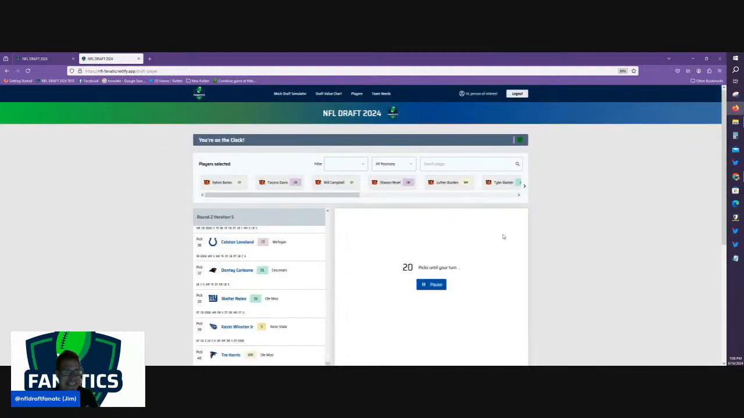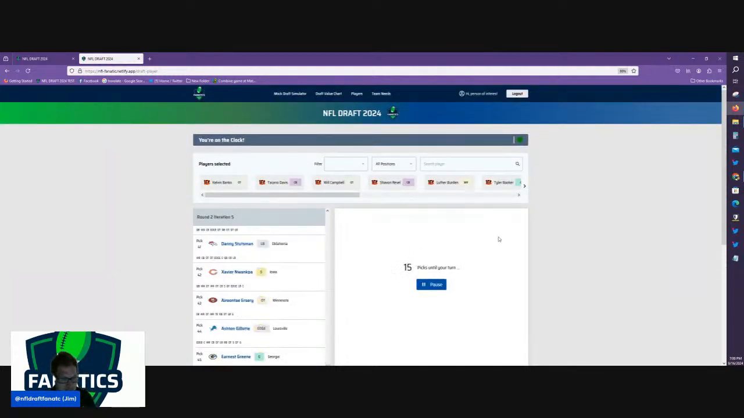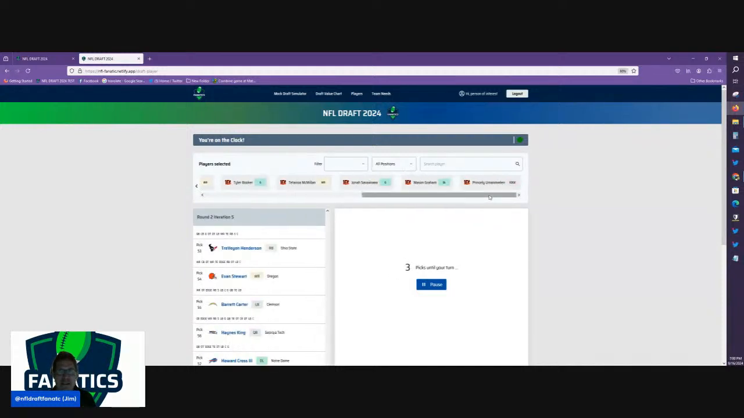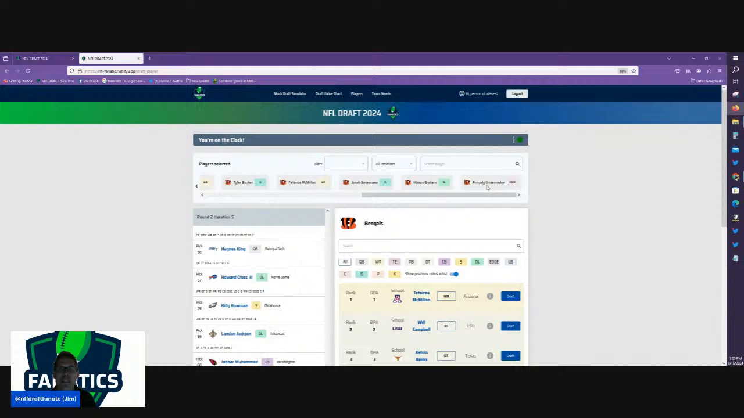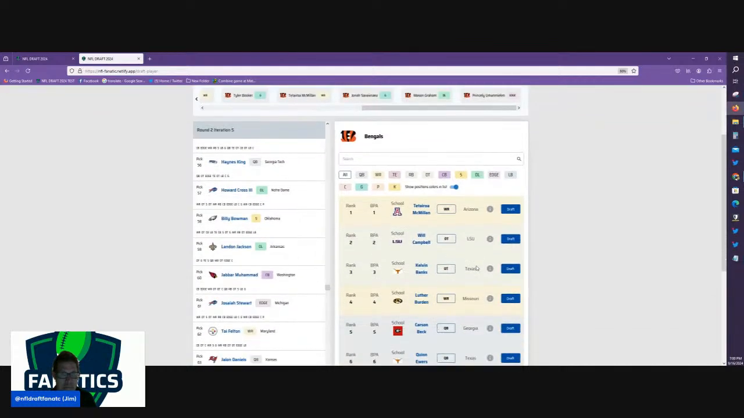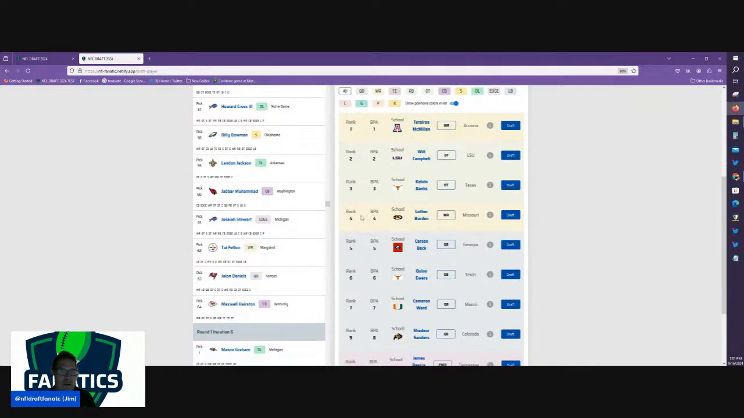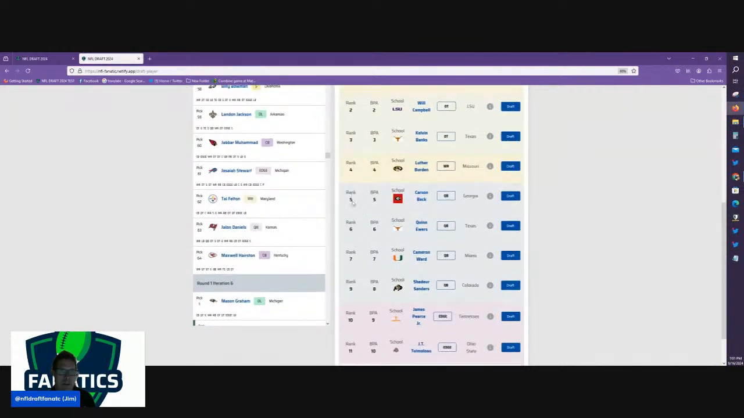Okay, so I just picked an edge in round 2, and specifically, I picked Princely Umanalayan. Okay, so you can see McMillan, Campbell, Banks, Burden, they're all in the top 4. It was Beck, Ewers, and Ward originally.